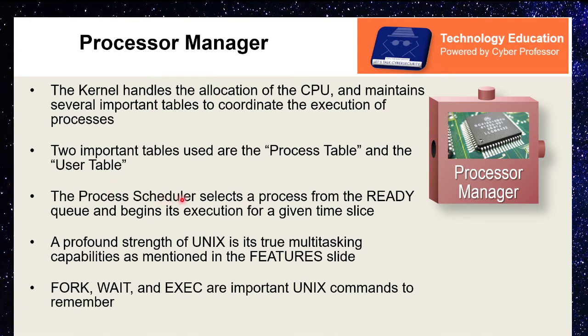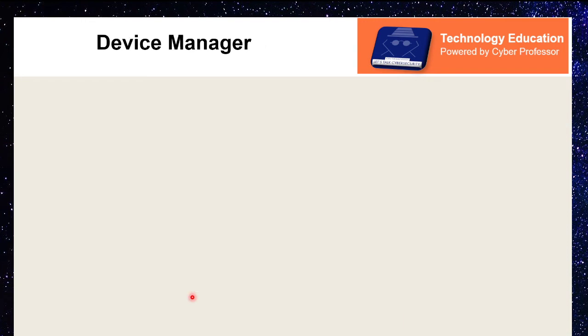The process scheduler selects a process from the ready queue and begins its execution for a given time slice. A profound strength of Unix is its true multitasking capabilities, as mentioned in the features slide. 3 important Unix commands that you need to remember are the fork, wait, and exec commands.